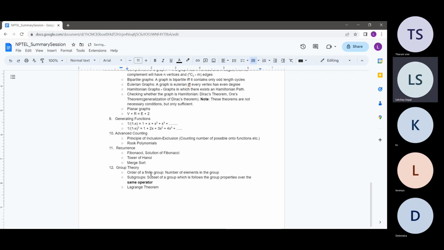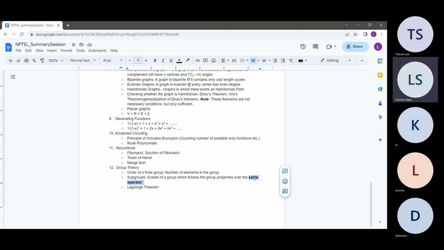So subgroups are nothing but subsets of a group which follow the group properties over the same operator. Maybe a better definition can be found through the lectures, but the core idea remains the same: a subgroup is just a subset of a group which follows the properties of groups, like closure, identity, and everything, over the same operator only. If the original group was defined over addition, then the subgroup will also be defined over addition only.